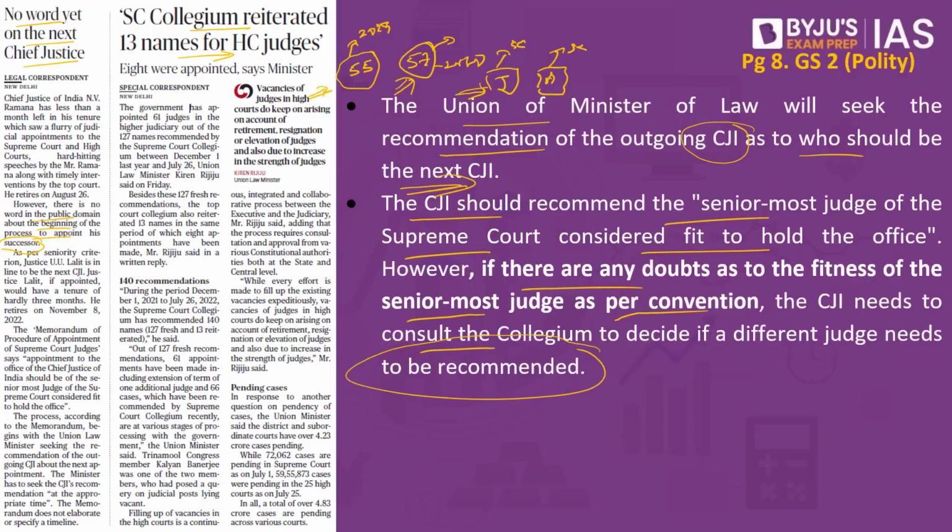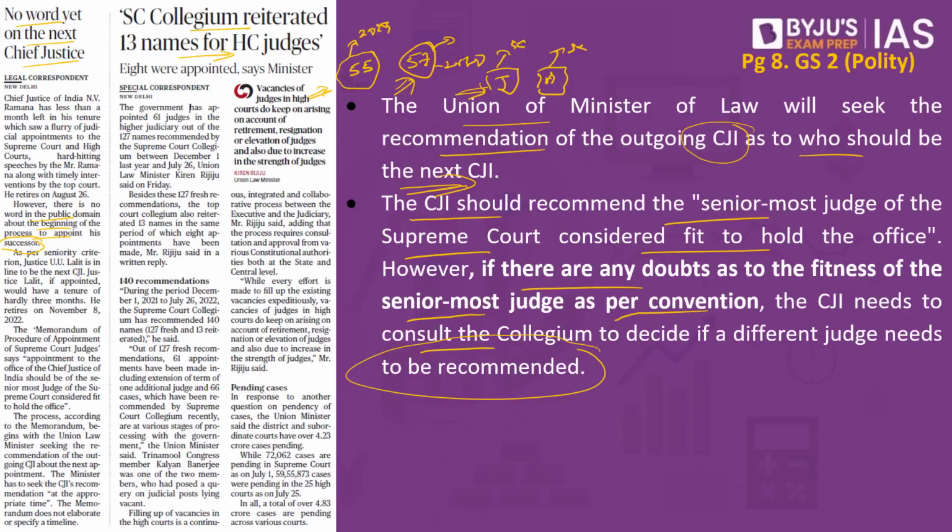Usually, it is the outgoing Chief Justice of India who will say who will be the next Chief Justice of India. But if there is an issue about the physical or the mental fitness, in that case, they have to refer to the Collegium. So it is not just the Chief Justice of India who will decide, but it will be the Collegium, that is the four senior-most judges, who will also decide who will be the Chief Justice of India if it is something to do with the fitness of the judge.